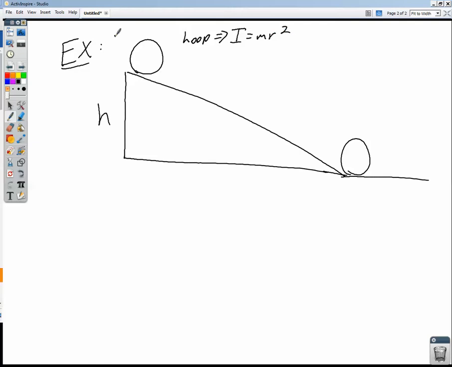The hoop has a mass m, it's got a radius r, and it starts from rest at the top and it rolls to the bottom without slipping. So it's going to have some translational velocity at the bottom. It's also going to have some omega at the bottom.